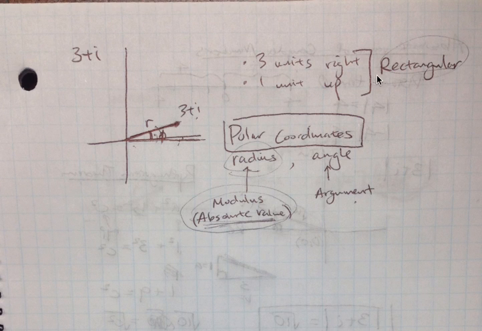But remember, we have rectangular coordinates, one way to get to the point, and polar coordinates, which is another way to describe how to get to that point, 3 plus i. And that is all that we talked about on Friday.